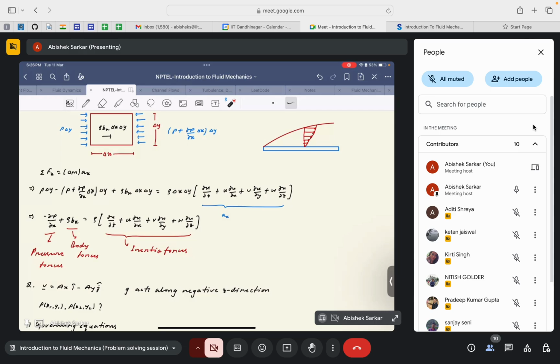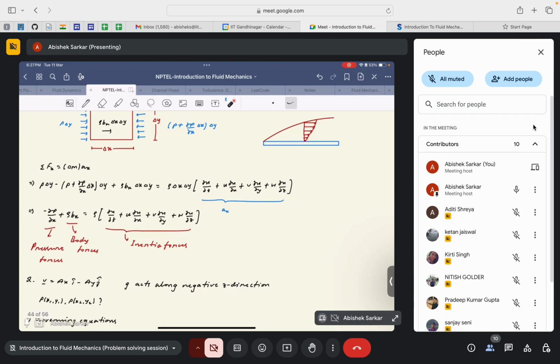Now if you simplify this expression, we are left with this form of the equation: minus dou p by dou x plus rho bx is equal to rho into dou u by dou t plus u dou u by dou x plus v dou u by dou y plus w dou u by dou z. This is the Euler equation along the x direction. Similar expressions can be obtained along the y and z directions as well, given that we are considering a Cartesian coordinate system.